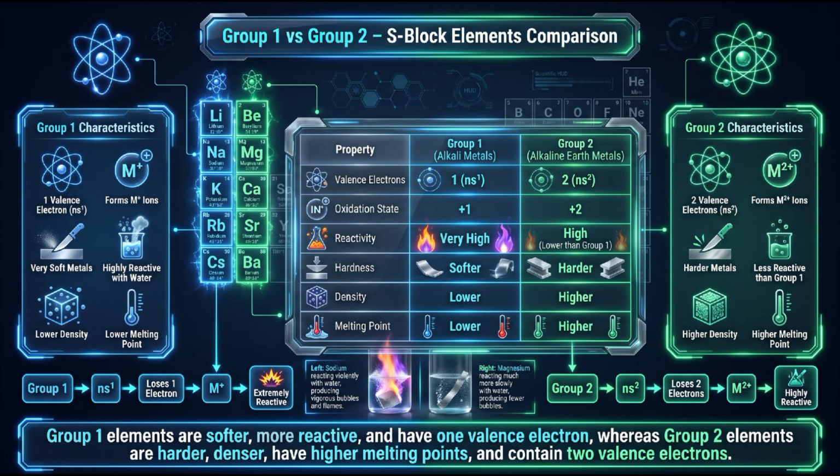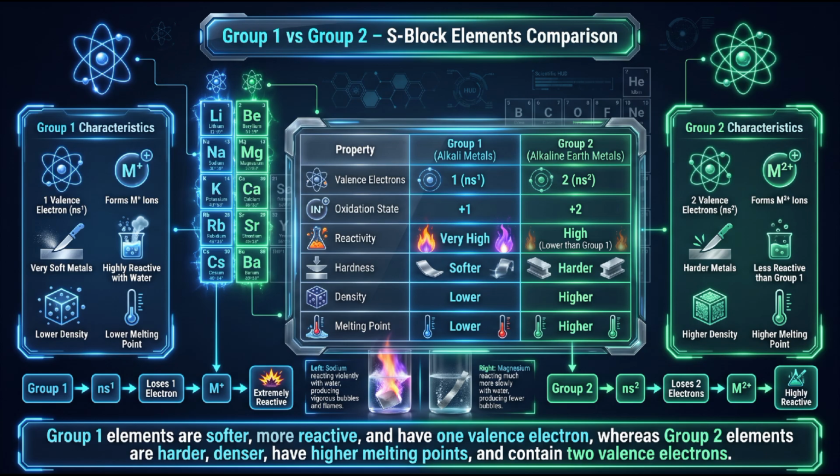Group 2 elements are also highly reactive, but they are generally less reactive than Group 1 metals. This is because they must lose two electrons instead of one. Removing the second electron requires additional energy, making the overall process slightly more difficult. Consequently, Group 2 metals react more slowly with water and oxygen compared to Group 1 metals.